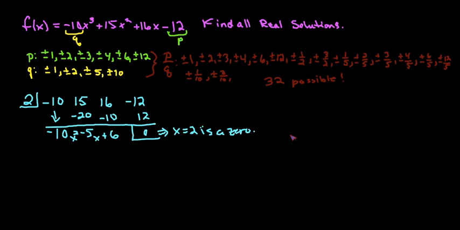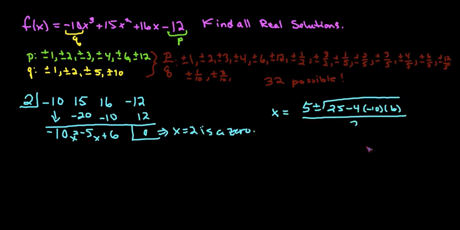So I'm going to say x equals opposite of b, so that's going to be 5, plus or minus the square root of b squared minus 4 times a times c, and that's all over 2a. And you guys should all know the quadratic formula by now, hopefully. And the a value again was negative 10.